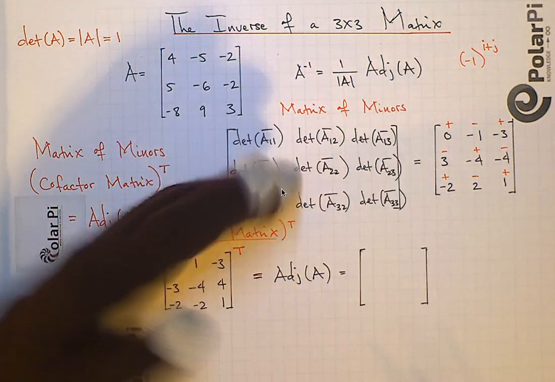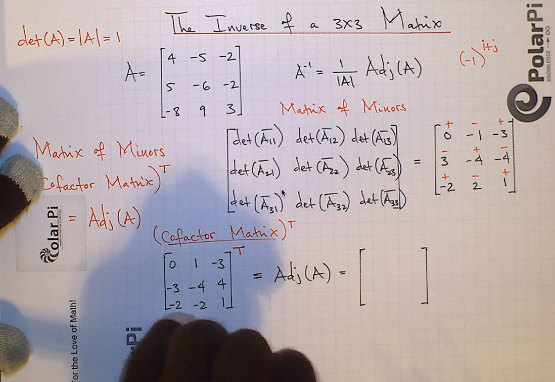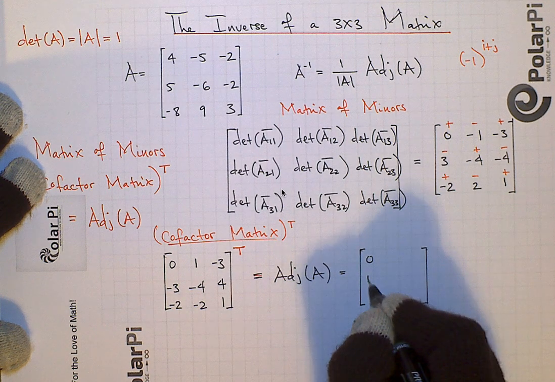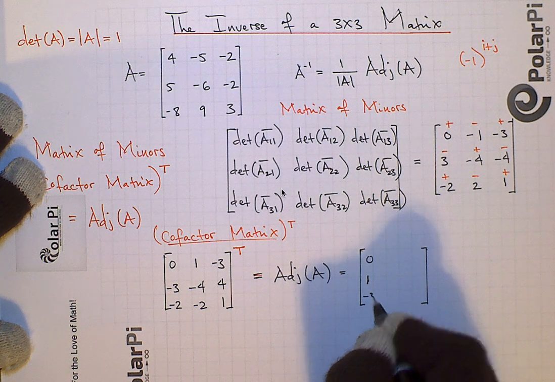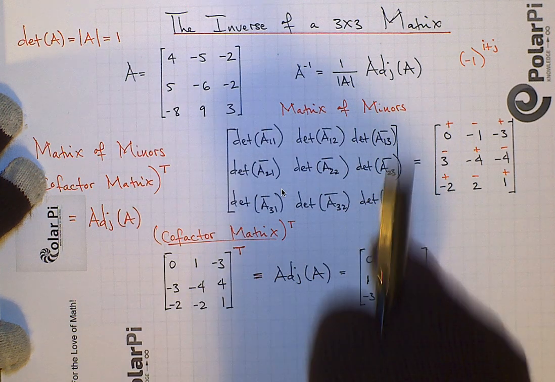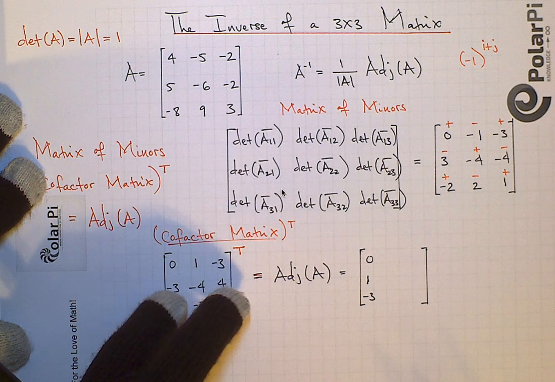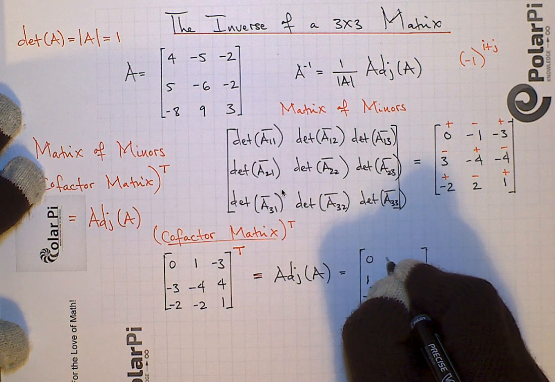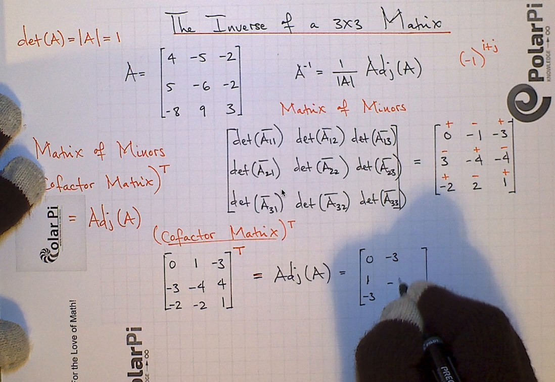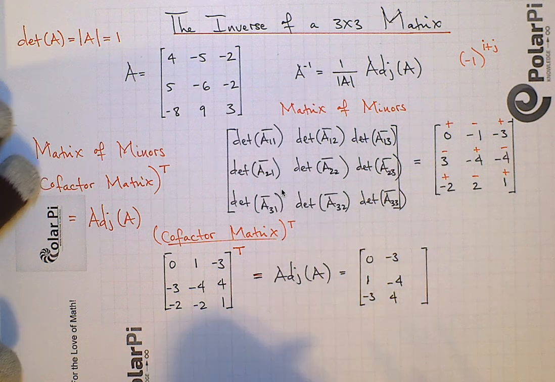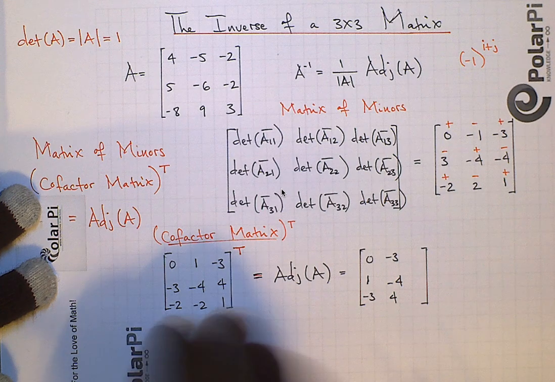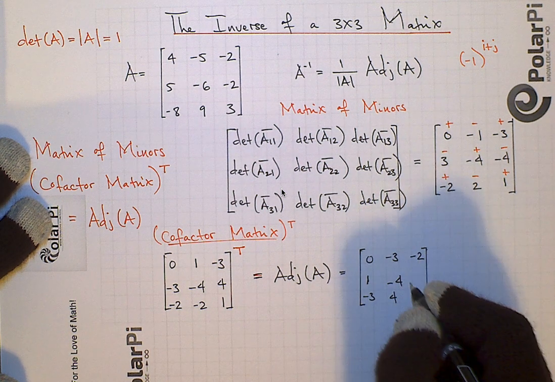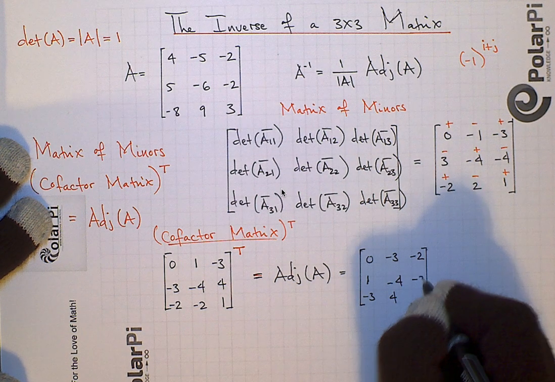So the adjoint, which is the transpose of the cofactor matrix, is going to be 0, 1, negative 3, right? So this first row became the first column, and then the second row will be our second column in the transpose, right? So this is negative 3, negative 4, and then 4, and then finally our third row here will be the third column, so negative 2, and then negative 2, and then 1.